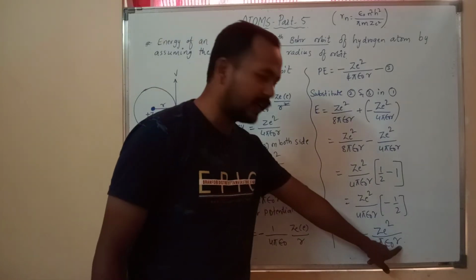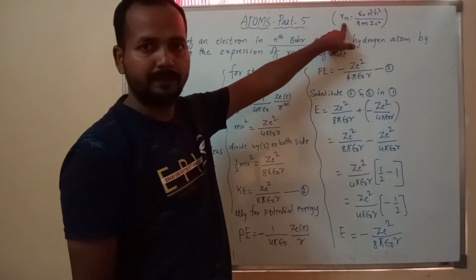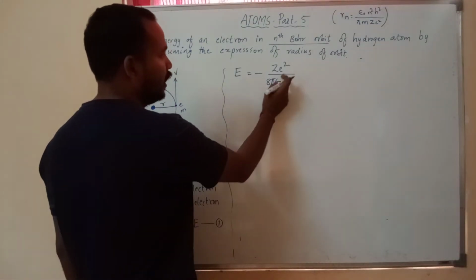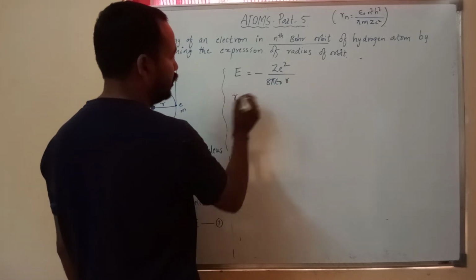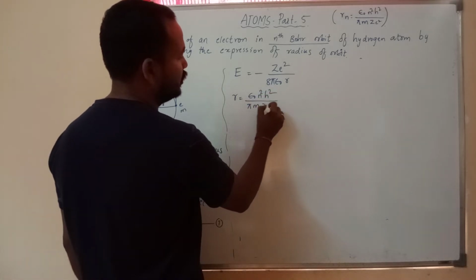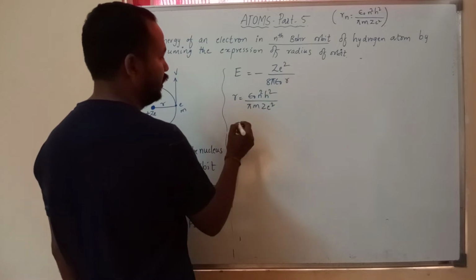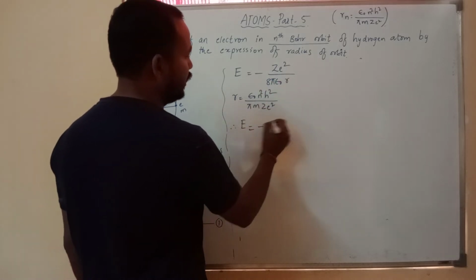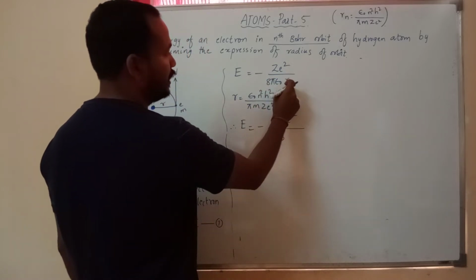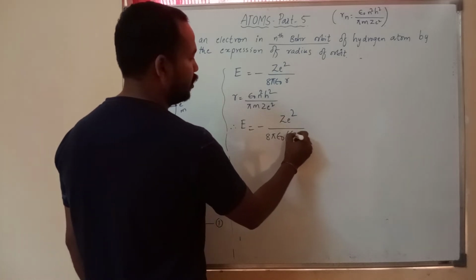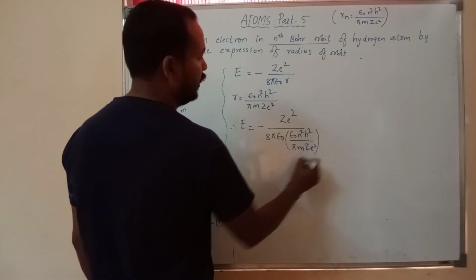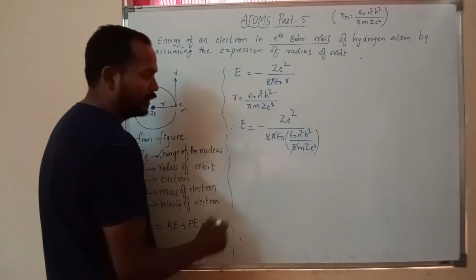Now in place of this r, I have to substitute this equation. In this equation, in place of r, I have to substitute r is equal to epsilon naught n square h square upon pi m Z square. Therefore, E is equal to minus Z square upon 8 pi epsilon naught as it is, and in place of r I substitute epsilon naught n square h square upon pi m Z square. So what will get cancelled here? One pi will get cancelled.